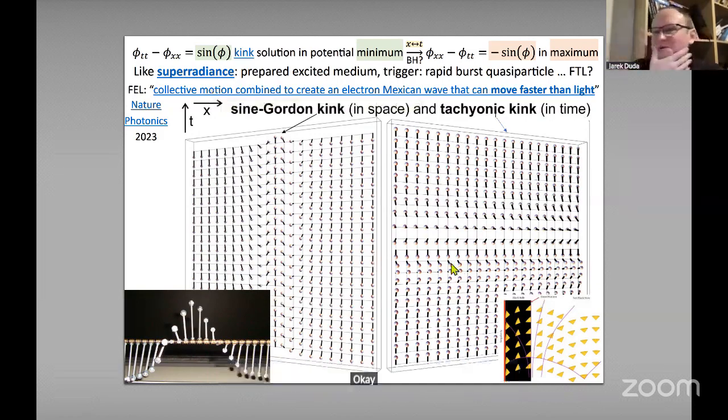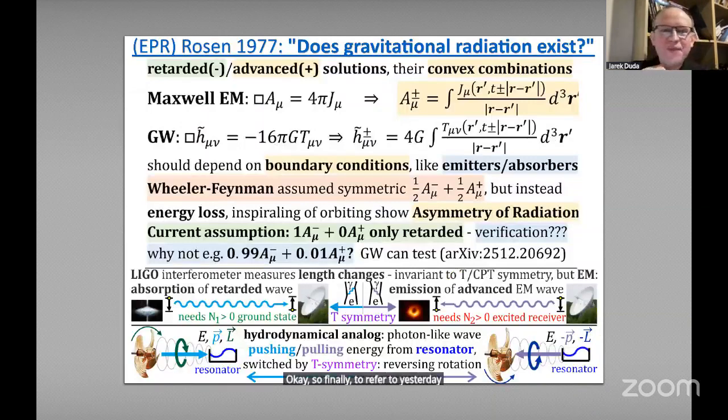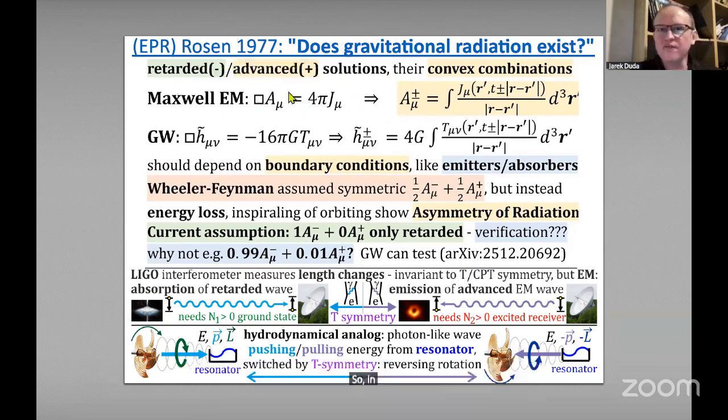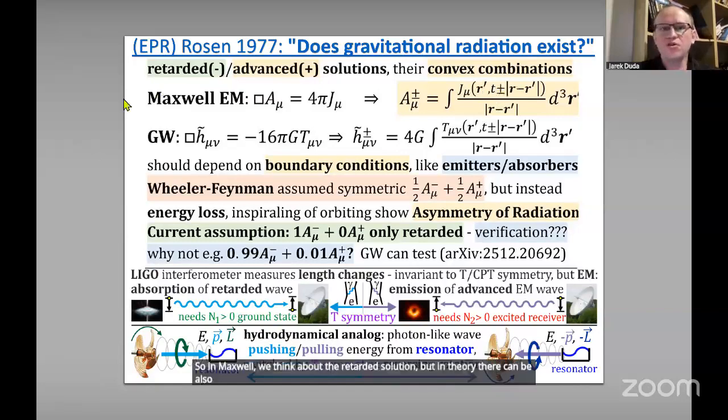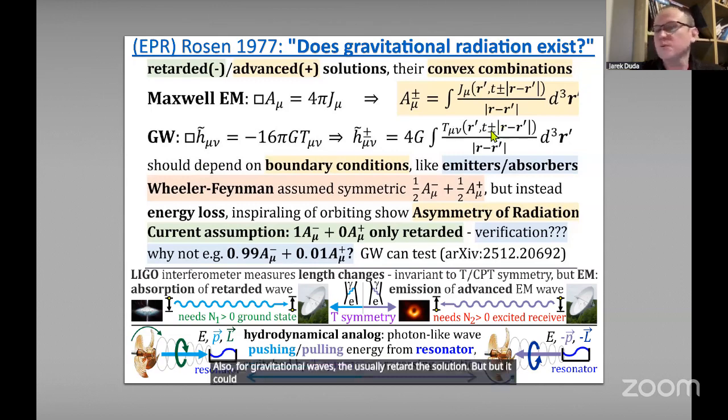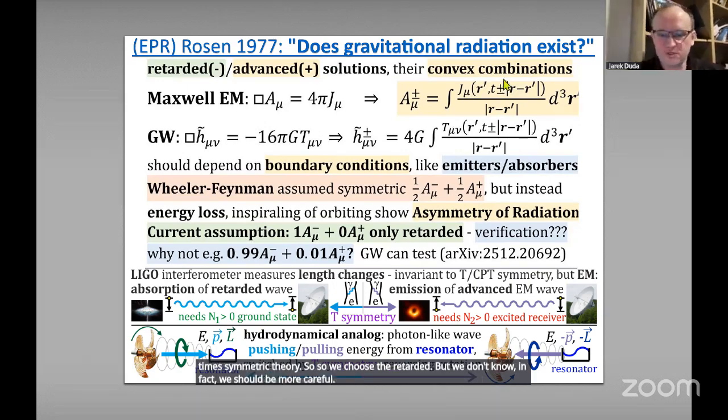Okay, so finally, to refer to yesterday's talk of Terry. So yes, as Terry mentioned, there are these symmetric versions. I especially recommend this Rosen 1977 article. So in Maxwell, we think about the retarded solution, but in theory there can also be the advanced one. Also for gravitational waves, usually the retarded solution, but both electromagnetism and general relativity are time symmetric theories. So we choose the retarded, but we don't know. In fact, we should be more careful. They might be advanced solutions.